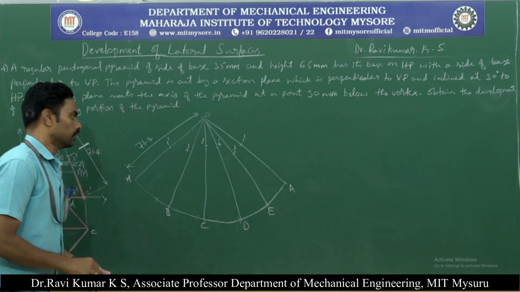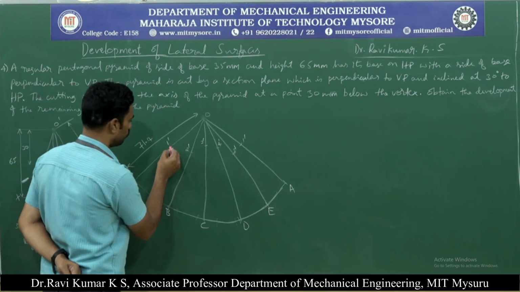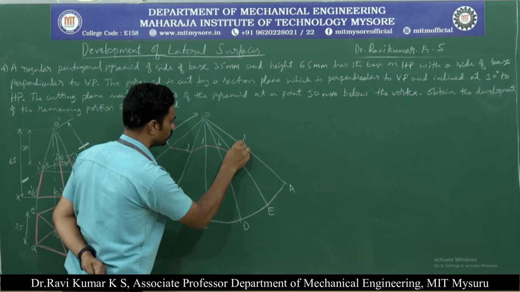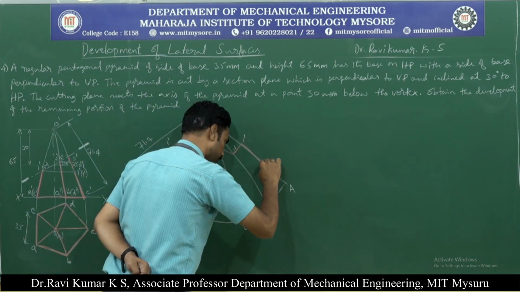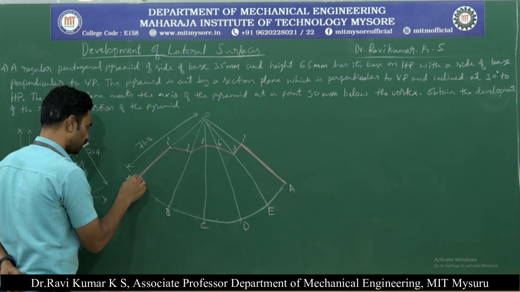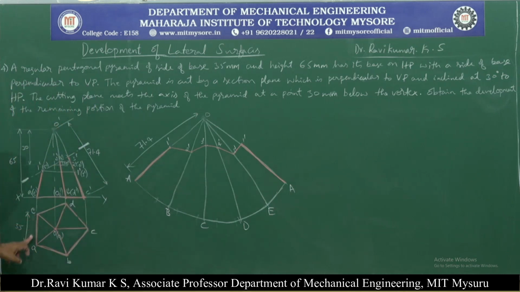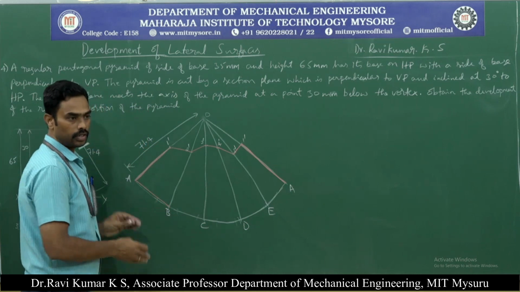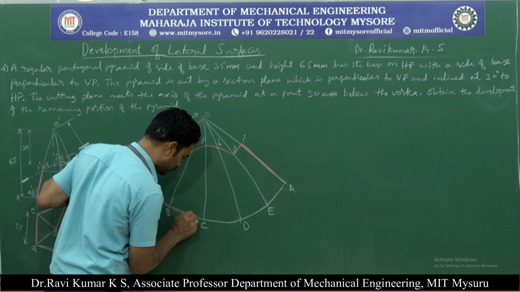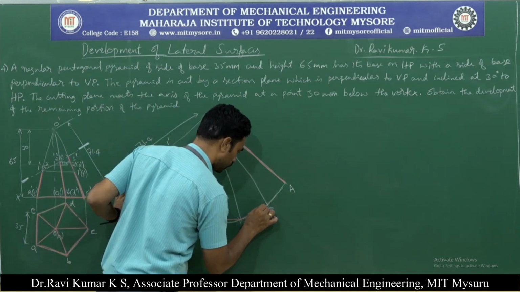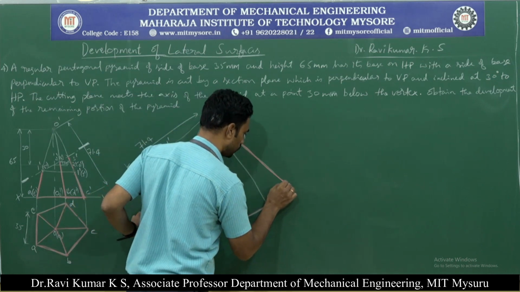Now you need to join all the points: 1 dash to 2 dash, 2 dash to 3 dash, 3 dash to 4 dash, 4 dash to 5 dash, 5 dash to 1 dash, 1 dash to A, here also 1 dash to A. And since here these are the edges, 5 edges, you need to join A to B with a straight line. You should not retain it as a curve. B to C, C to D, D to E, and E to A, you should join each with a straight line.